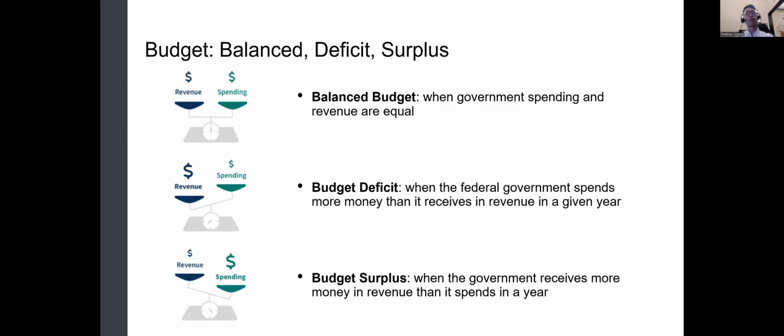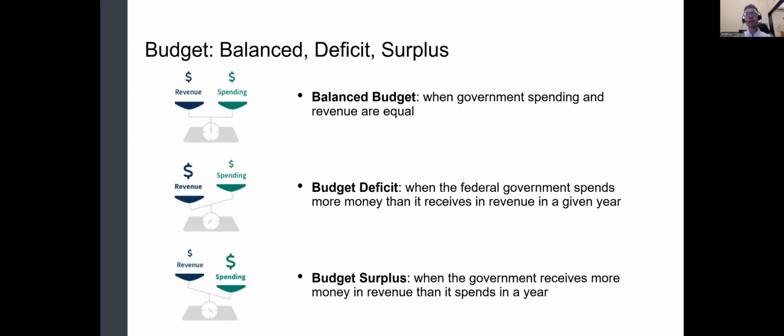In the next slide, let us look at the federal budget, which can have three types of state. First, the budget can be balanced, or the budget can have a deficit, and lastly, the budget can have a surplus. In the balanced budget, the government spending and revenue are equal, as you can see on the left-hand side of the icon.